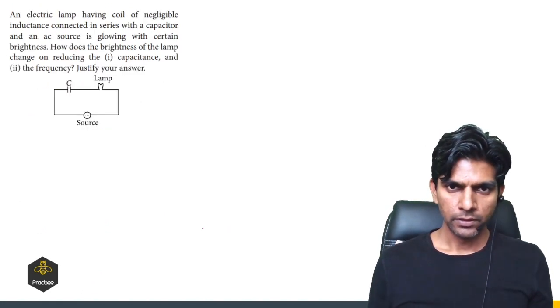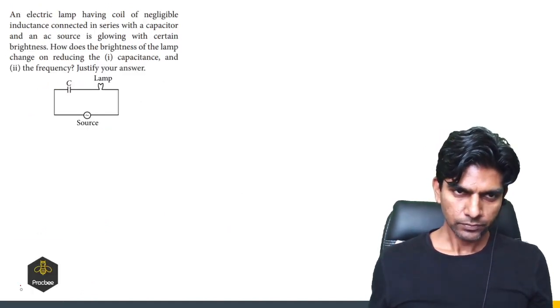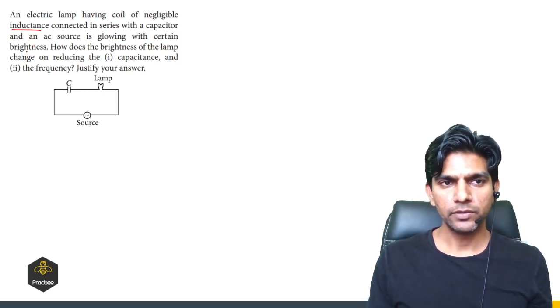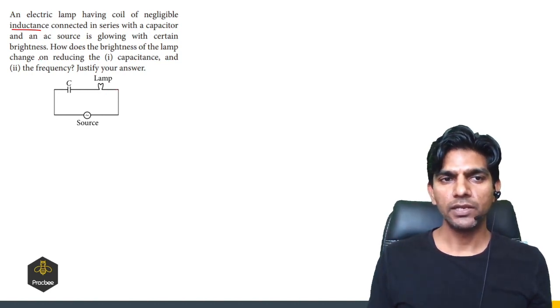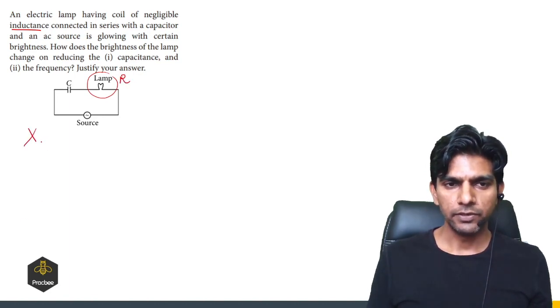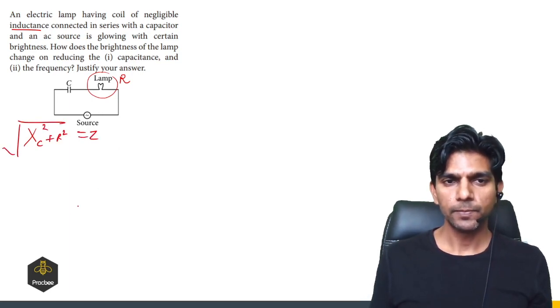Is it clear? Now let us see the next question. An electric lamp having a coil of negligible inductance, connected in series with a capacitor and the AC source, is glowing with certain brightness. How does the brightness of the lamp change on reducing the capacitance? This is similar to the case that we have discussed. We can treat it just like a resistance. So the impedance will be the square root of Xc square plus R square.